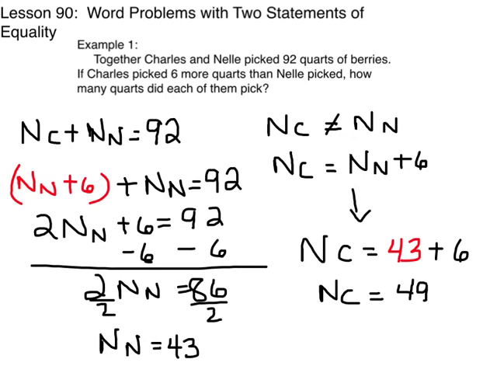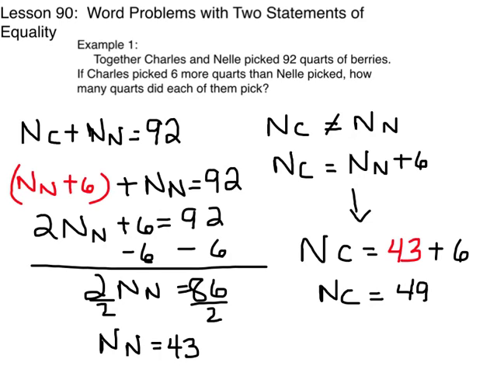So let's get started. Example 1 says, together, Charles and Nell picked 92 quarts of berries. If Charles picked 6 more quarts than Nell picked, how many quarts did each of them pick? Well, we need a couple of different equations, and usually in these we're going to have one that we can substitute into the other to solve.